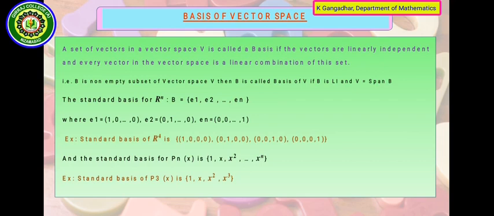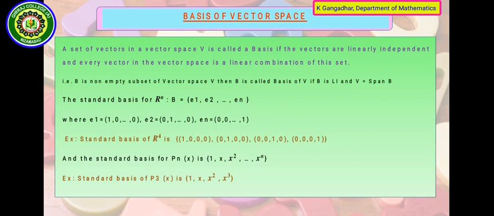So that is, B is a non-empty set first, and B is linearly independent and V equals span of B, then we say that B is called a basis for the vector space. So basis means it satisfies two conditions: B is linearly independent and span of B equals V. Then we say that B is a basis for the vector space.